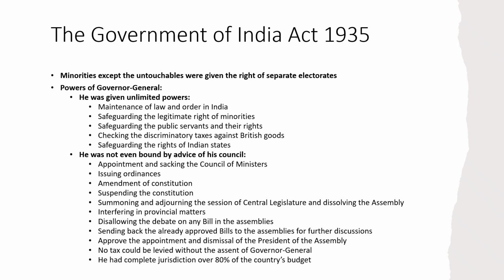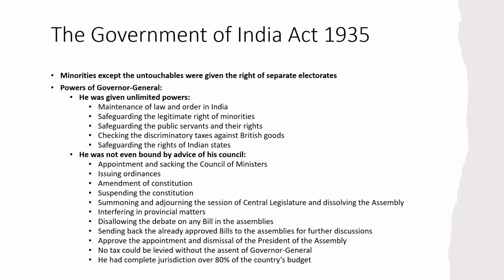Similarly, the suspension of the Constitution was also the right of the Governor General. The Governor General could suspend the Constitution. Summoning and adjourning the session of the Central Legislature was also the right of the Governor General, and he could also dissolve the Assembly at any time he wanted. So, are you guys understanding how the British are trying to play with Indians, keeping all the powers with themselves?